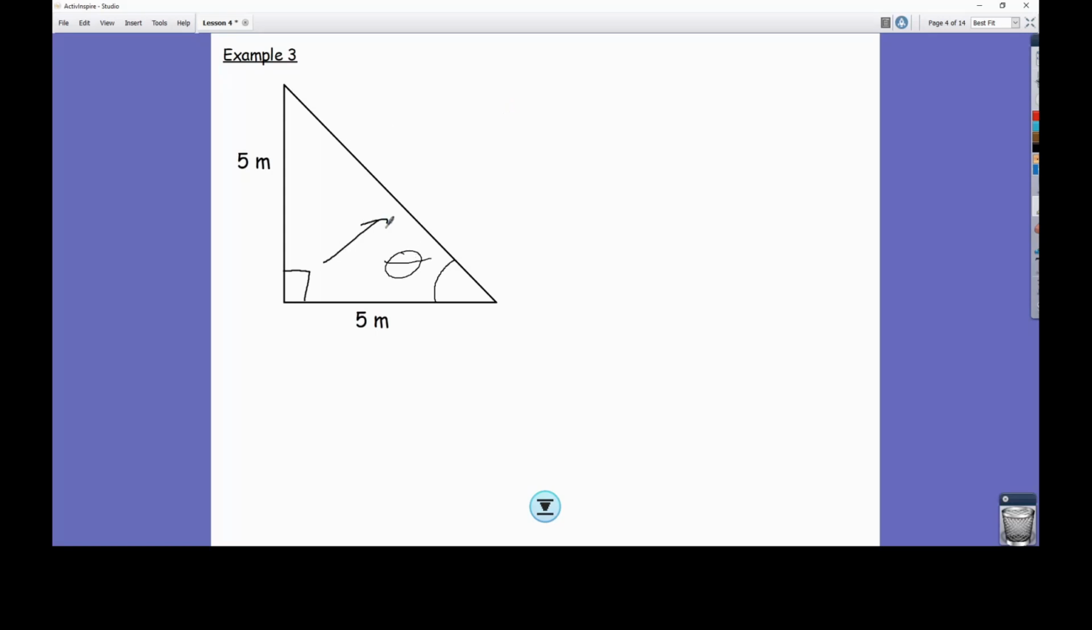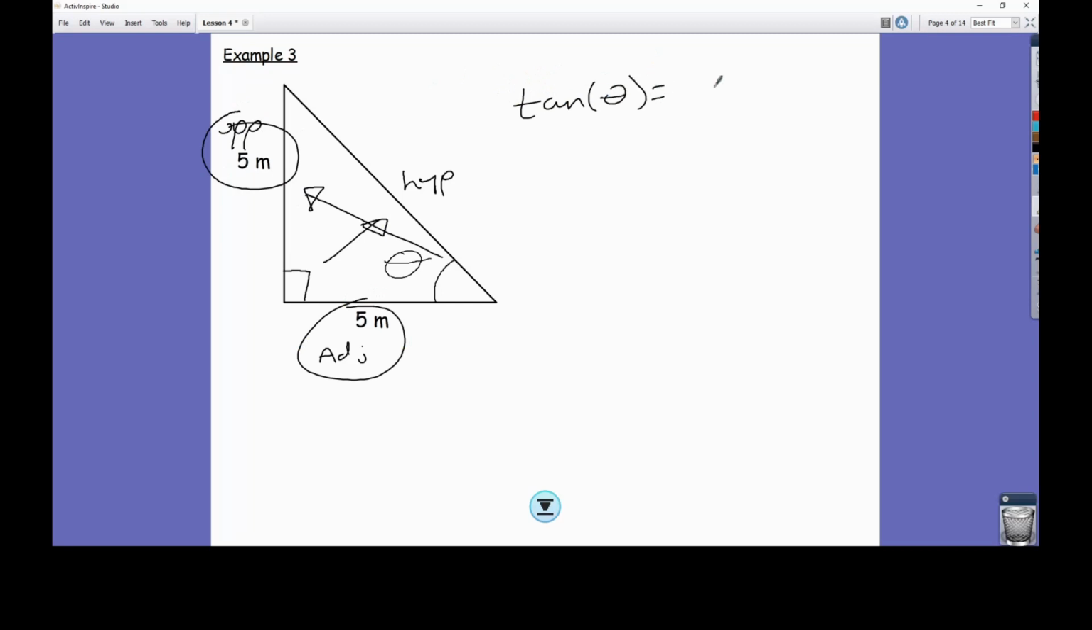So let's label our triangle. We have the hypotenuse, we don't have it, but that's where it would be. The opposite would be there, and the adjacent is the base, there, just how it is this time. So this time we have the opposite and the adjacent, so we're going to need to use tan, because of SOH CAH TOA, make sure you write those down. So we're going to say tan of theta is equal to opposite, which is 5, over the adjacent, which is also 5, just in this example, which gives us 1.